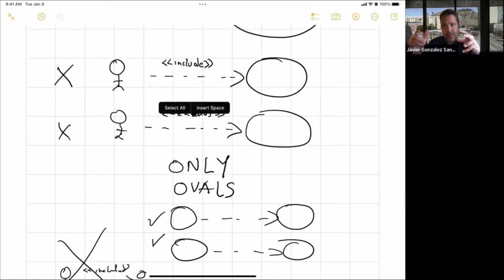So the summary, if you have actor and oval, always association. Inheritance between ovals, all of these are ovals, or between actors, all of these are actors. And inclusion and extension, only for ovals, only for requirements, not for actors, never. 1, 2, 3, different levels. Good?